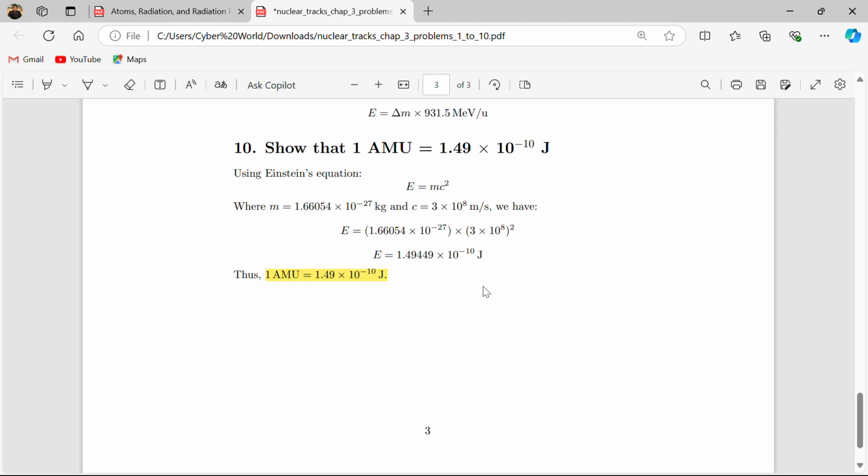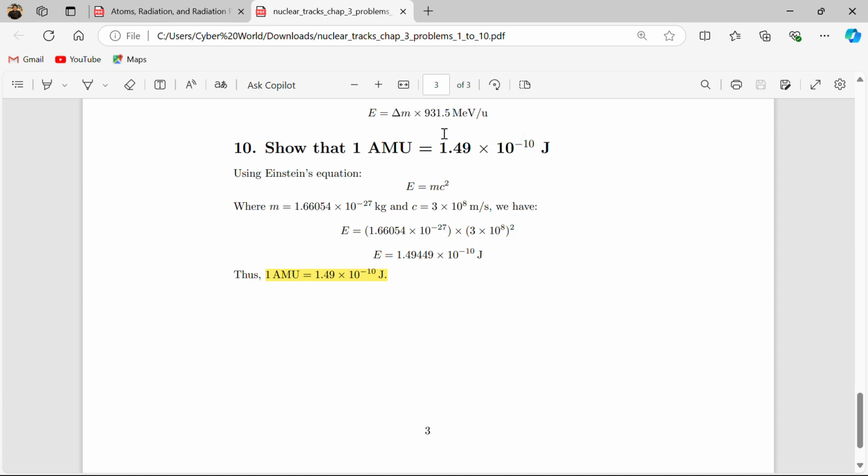So this is how you can show that your AMU in joules is equal to 1.49 times 10 to the power minus 10. Because you know that the unit of mass is kg, and here the unit is meter per second squared, meaning meter squared per second squared, so it becomes kg meter squared per second squared, and you know that kg meter squared per second squared is basically joules.